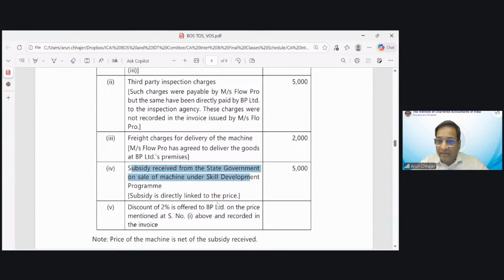Subsidy received from the government on the sale of machine under skill development program. Will the 5,000 be added? Will the 5,000 be reduced or nothing to be done? 5,000 ऐड करना है, क्या 5,000 लेस करना है या नथिंग टू बी डन? Not to consider at all. Correct. Nothing. Subtracted. Why to be subtracted?